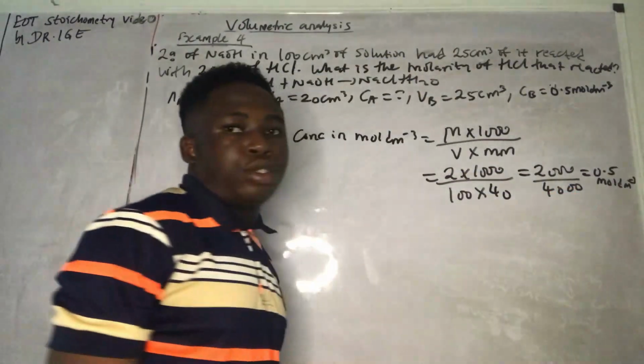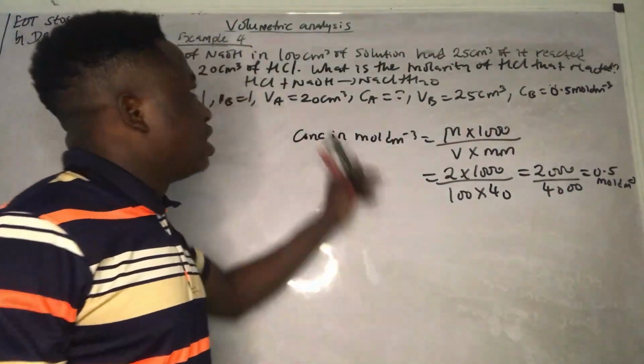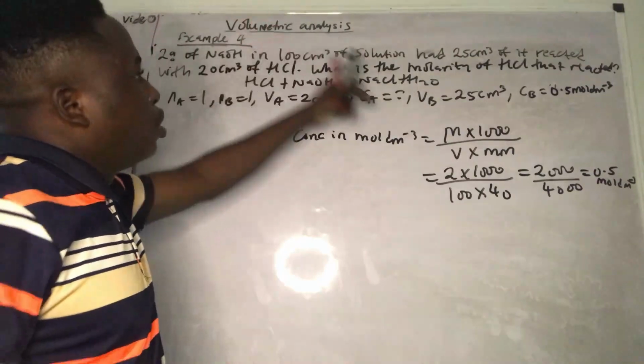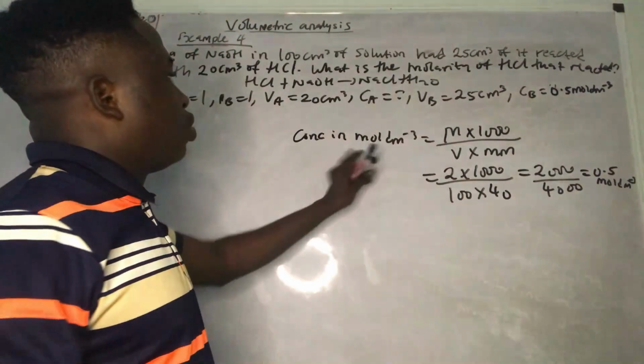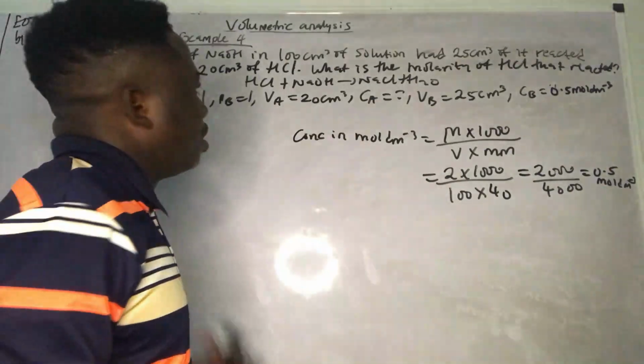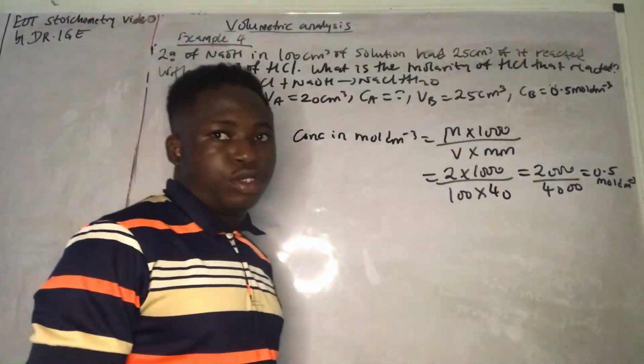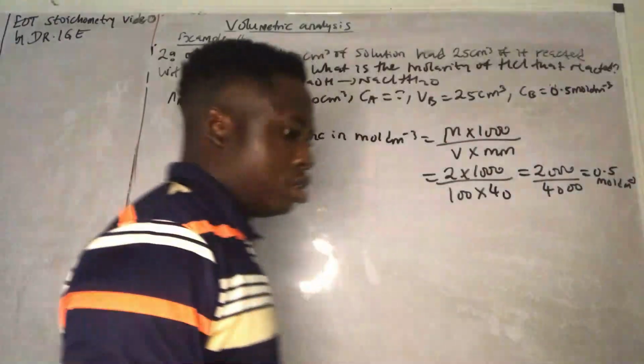So when you are given things like this, remember we have done this before. You have to convert it to mol/dm³ before you use it, then you do the normal solving. Do you understand? So that is it.